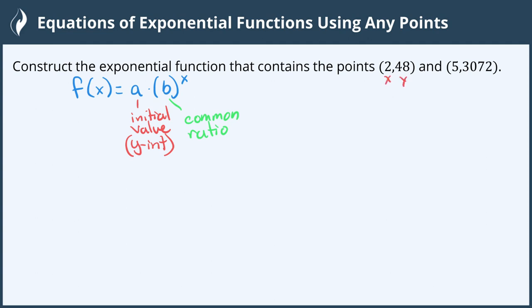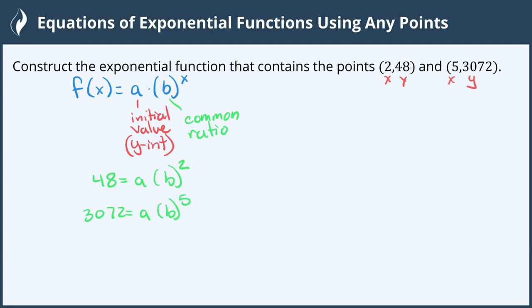We have an x and a y and an x and a y. We're going to use both of those to find a. By substituting those in, we have 48 equals a times b raised to the second power, and 3072 equals a times b raised to the fifth power.